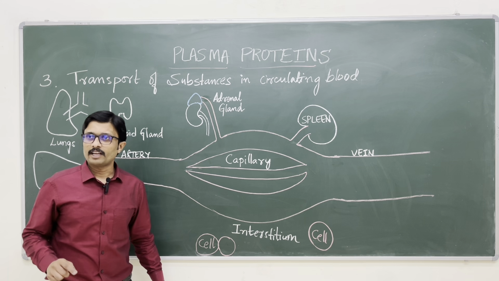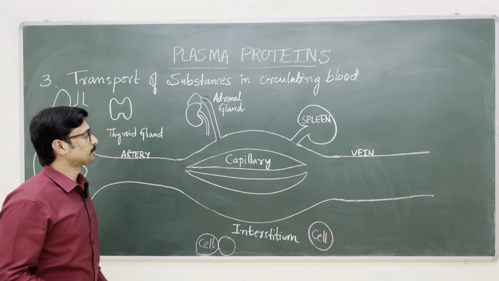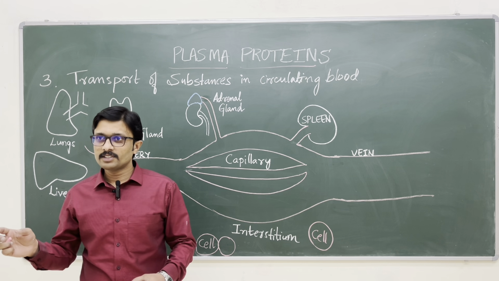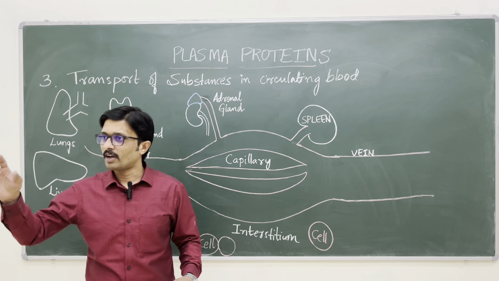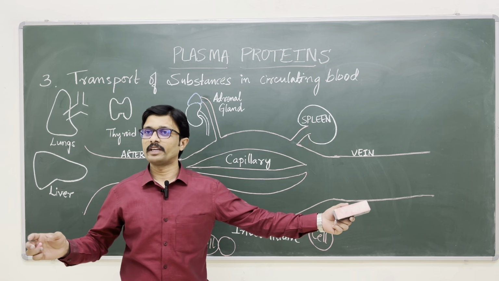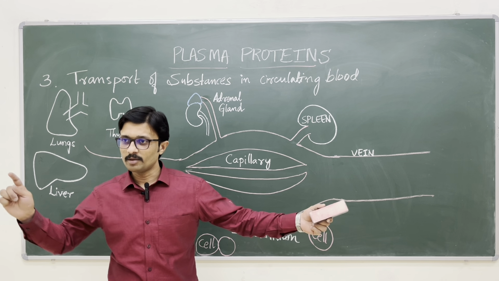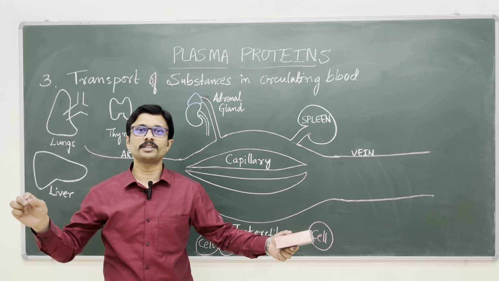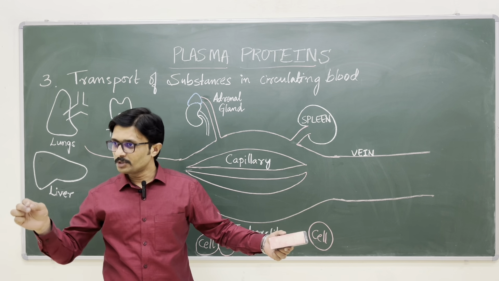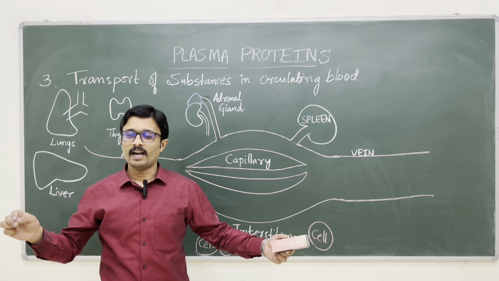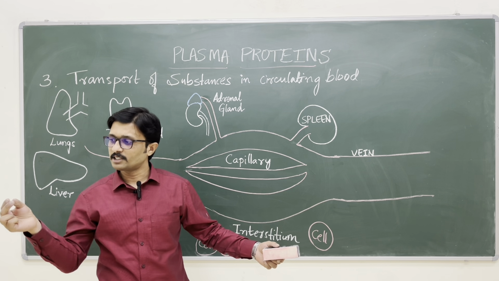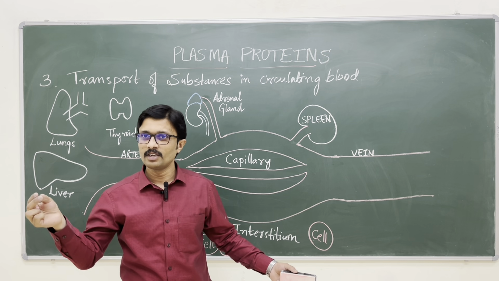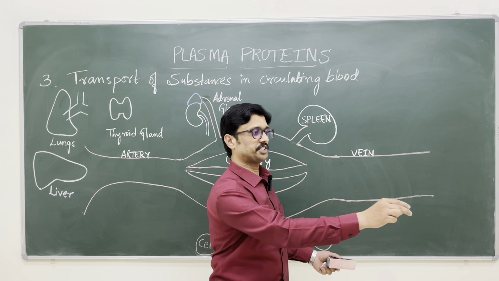The next function of plasma protein is to transport substances. So how are the substances transported from one region to the other region in the body? They are transported through the circulation. So the substances are picked up and bound to the plasma proteins in the circulation, and this plasma protein acts as a vehicle in transporting the substance from the site of its origin towards its site of action.